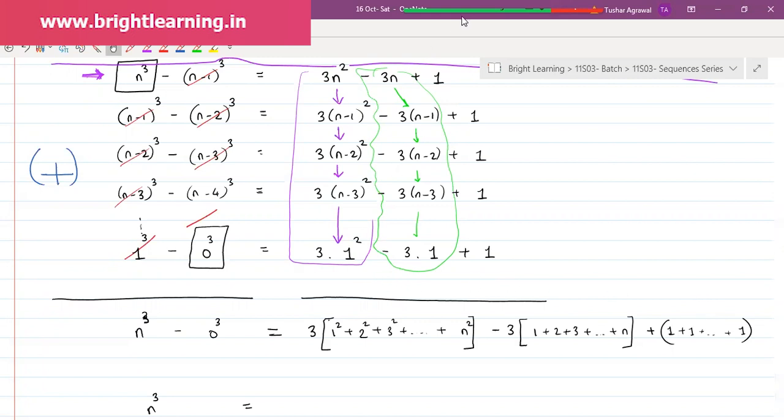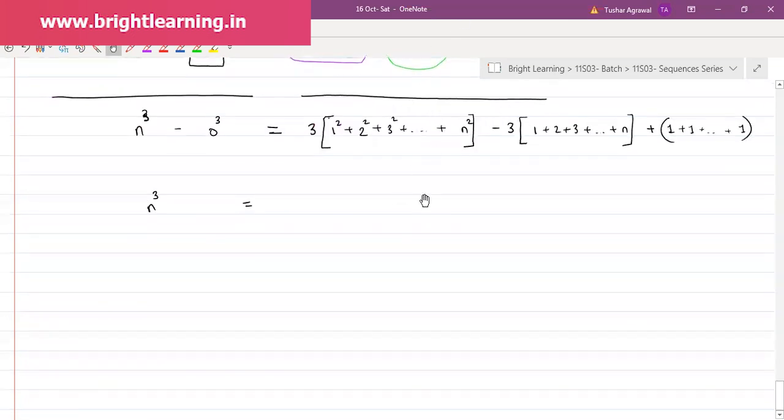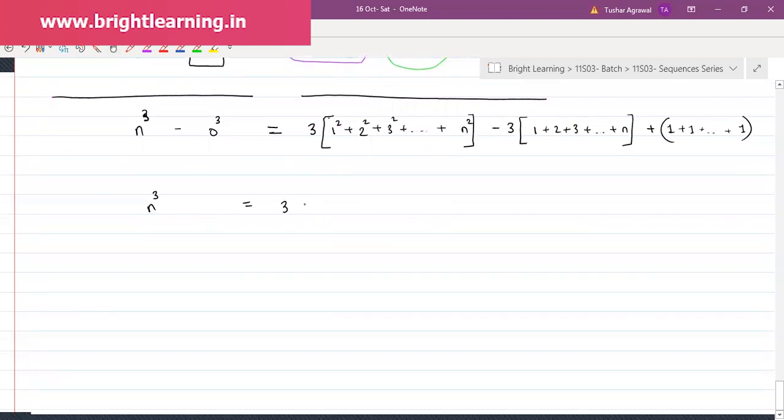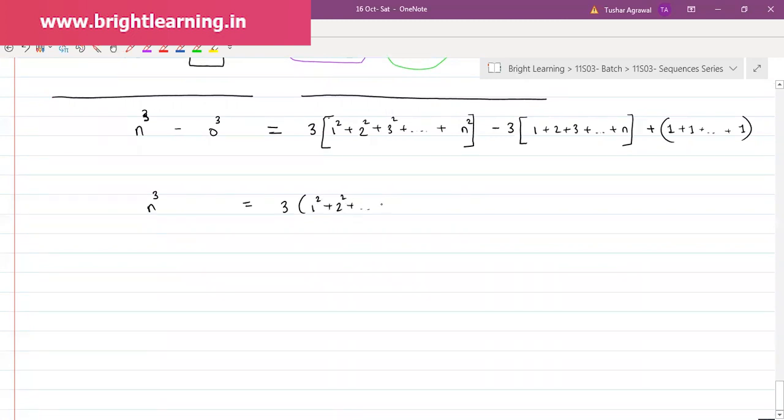Okay, Afrin? So now this will be equal to 3 into 1 square plus 2 square plus so on up to n square. This is what I want to calculate, my target. Subtraction 3 multiplied by this value I know, 1, 2, 3, 4, 5, 6 up to n. This formula I already have. What is the formula? N multiplied by n plus 1 upon 2. Yes or no? And the last, 1 plus 1 plus 1, how many times addition is there? N times addition is there.